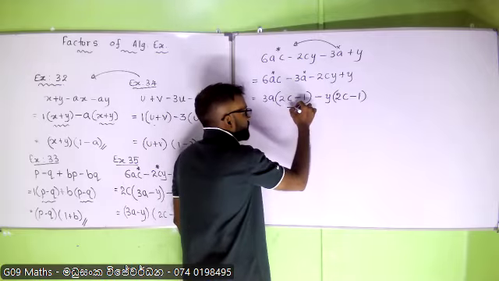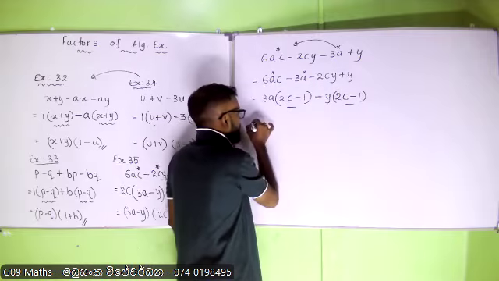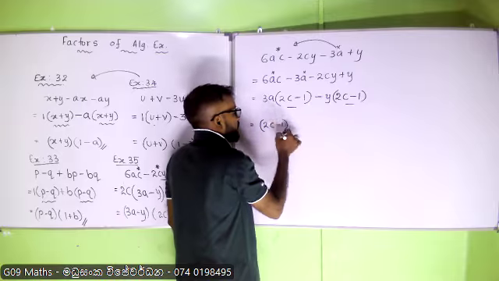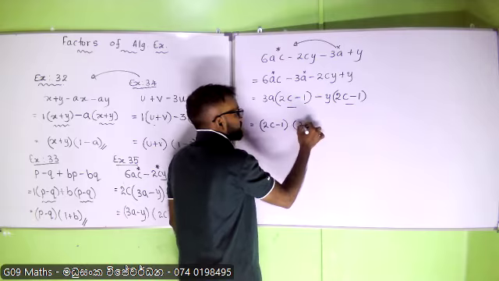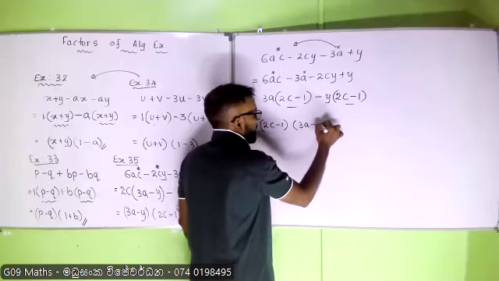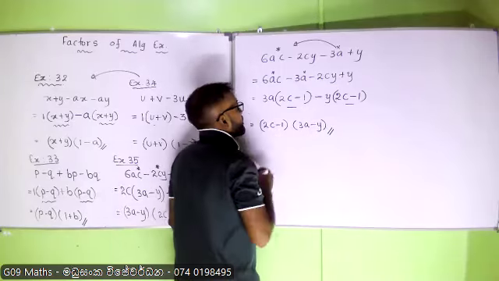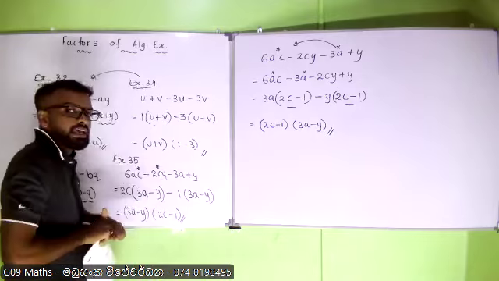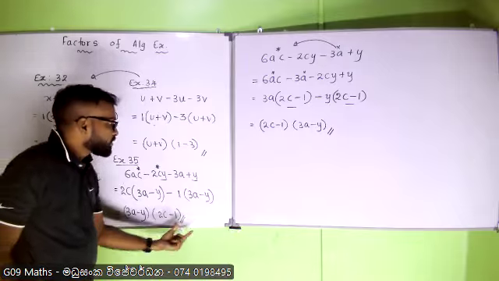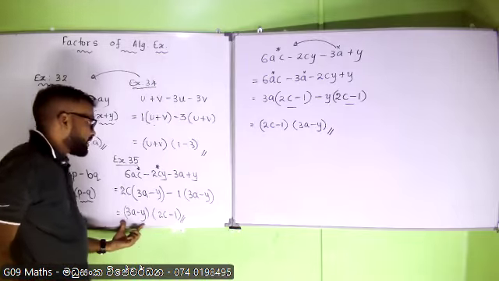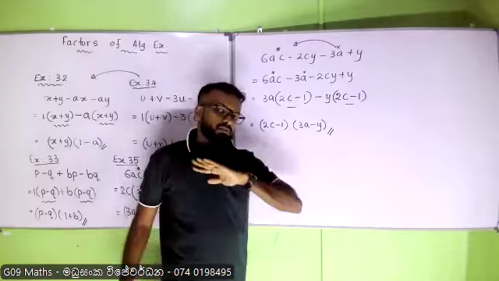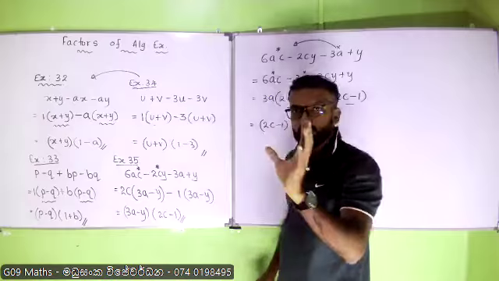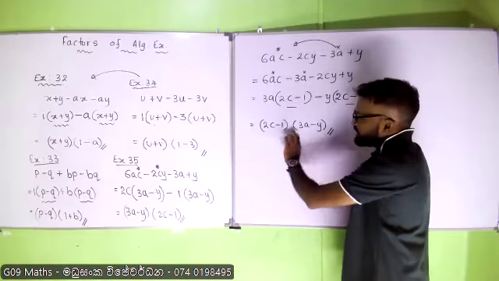So now you have 2c minus 1, 2c minus 1. Take it out from the bracket. Right? Write the rest. 3a minus y. And this is the second way. So however, you will get the same answer. Right? 2c minus 1, 2c minus 1. 3a minus y, 3a minus y. Right? Nothing will change. If you follow whatever the method, you need to obtain the same answer. Right? These can be changed.